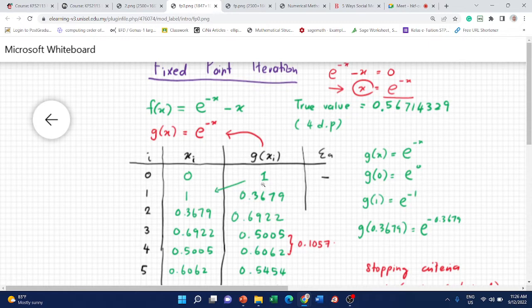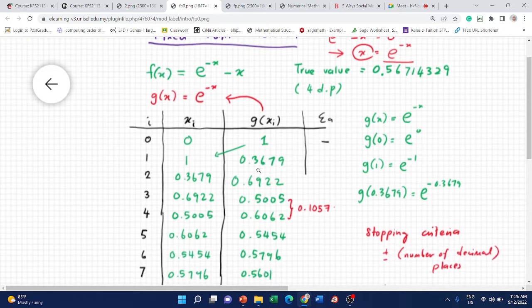Okay, now you put here g(x) = 1. e power 0 is 1. So this g(x) will be your next xi. We are at the second row, yeah? So 1 from your previous g(x) is the new xi, and you put here e to the power negative 1. What number do you have in your calculator? Round off to 4 decimal places. 0.3679. Okay, now it's equal to the one that I show here, right?